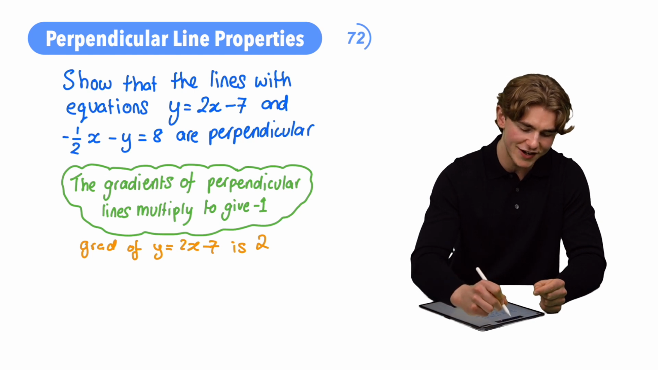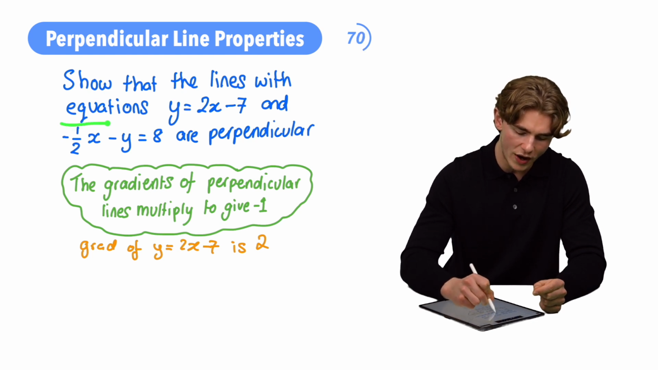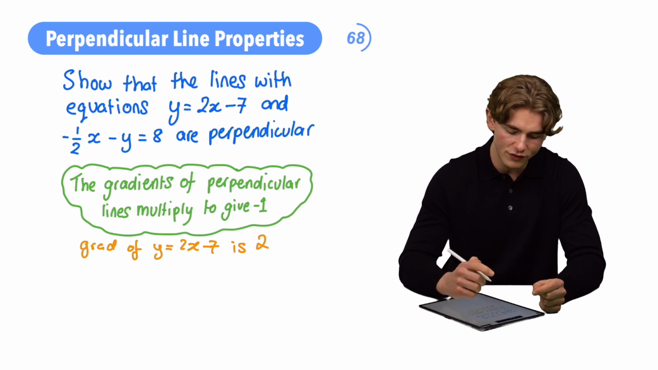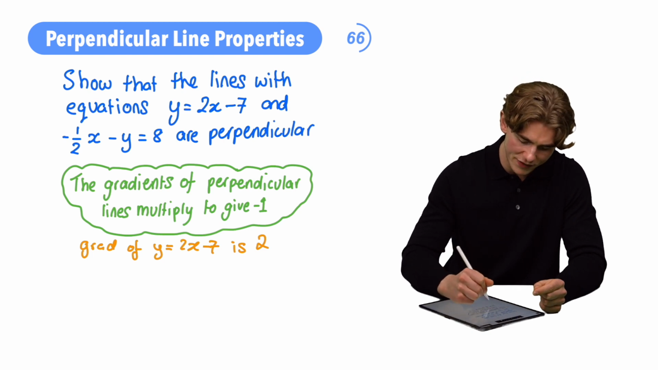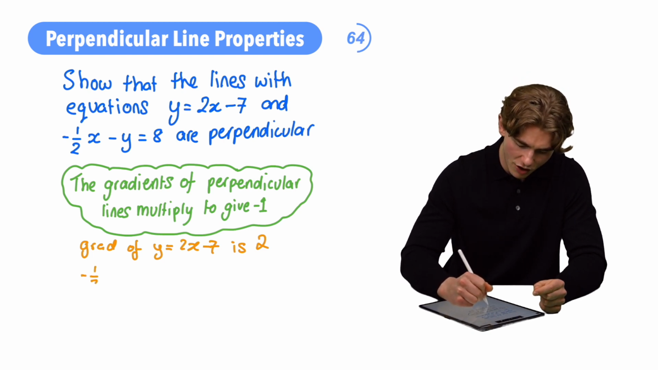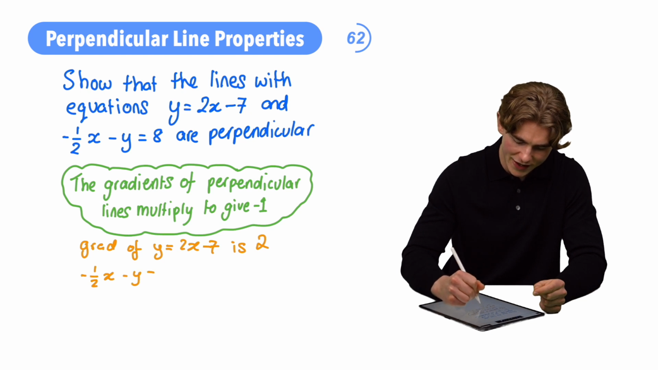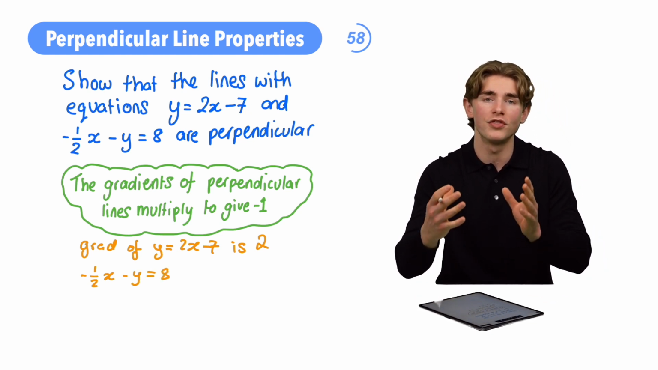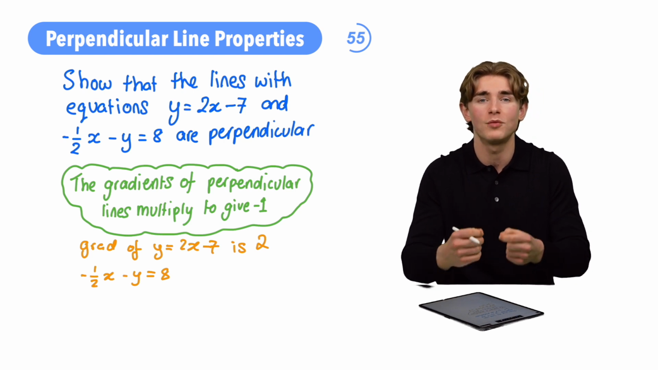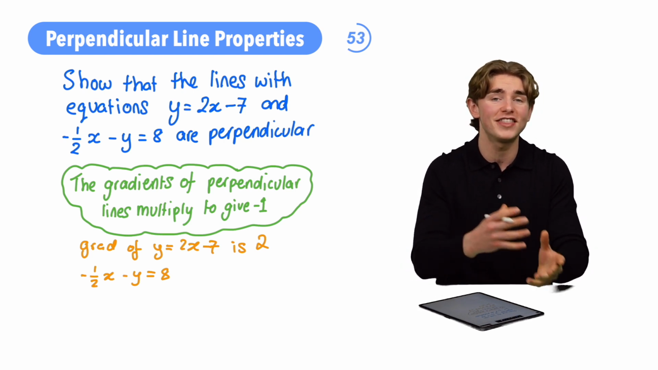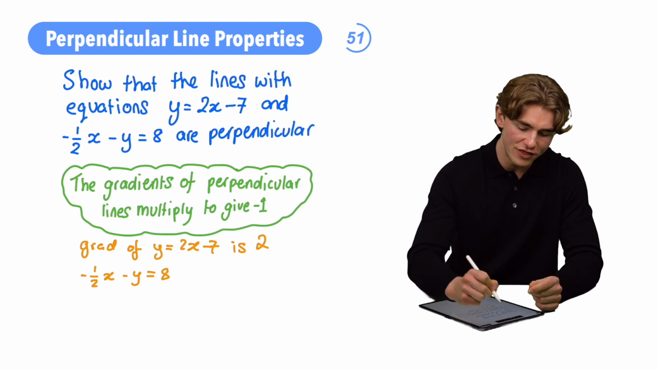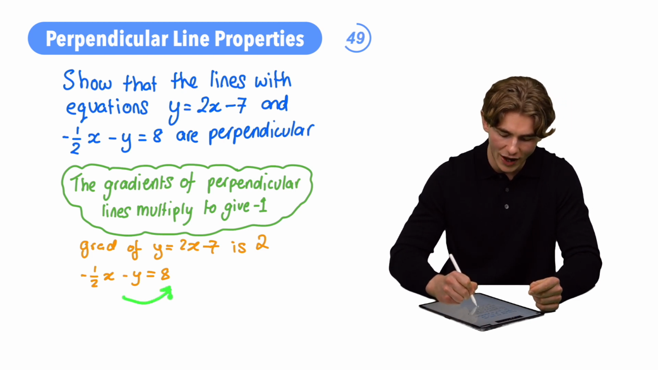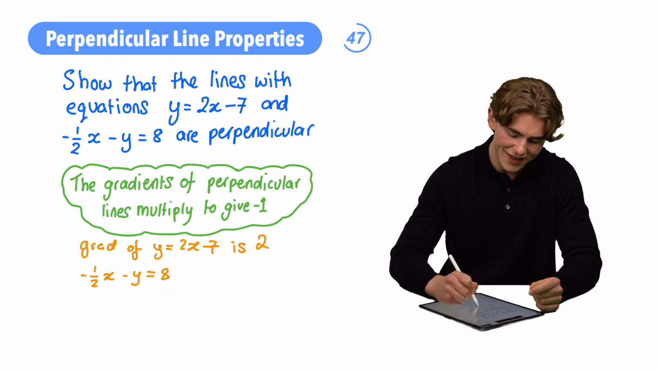Now, what about our second line? This one's not currently in the form y equals mx plus c, so we're going to rearrange it to that form first of all. Let's copy down the equation of our line. We have minus a half x minus y equals 8. Now, to rearrange this to the form y equals mx plus c, we want the y to be on its own on one side, and we want it to be positive, and we want everything else to be on that other side. We're going to move the minus y to the other side by adding y to both sides. We're going to subtract the 8 from both sides.